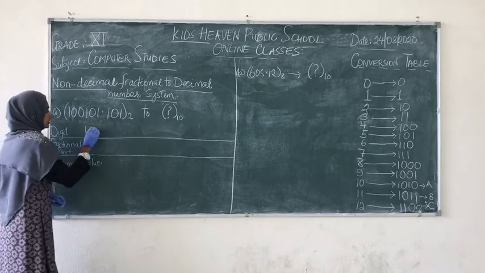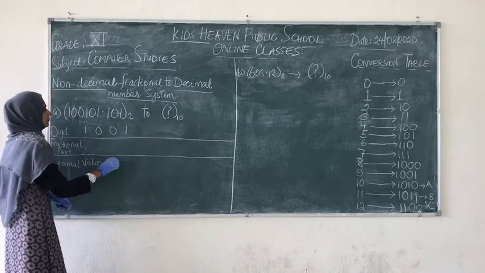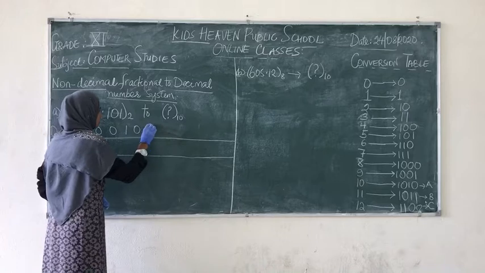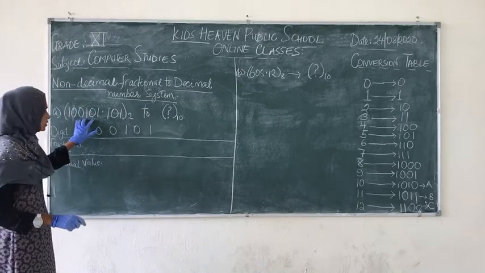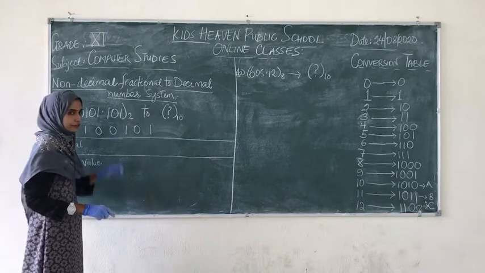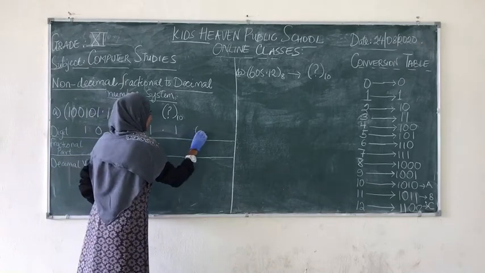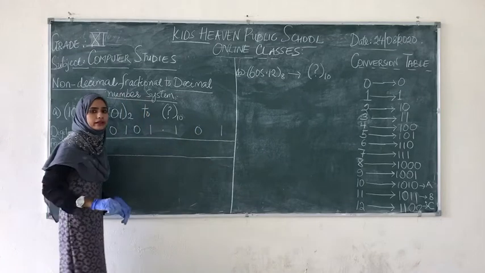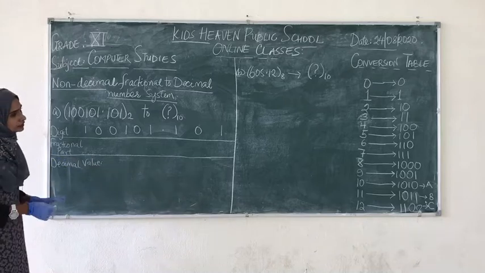1, 0, 0, 1, 0, 1. This is the integer part. Now let's take the fractional part. 0.101. Now we have the fractional part.